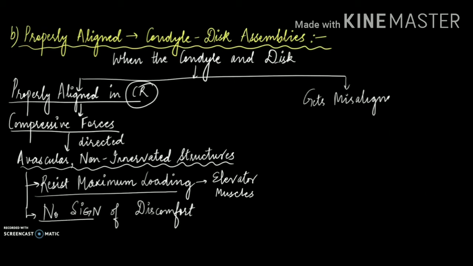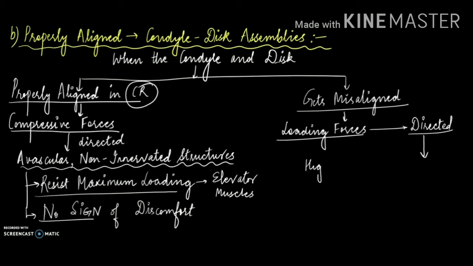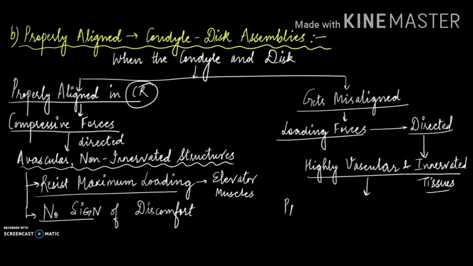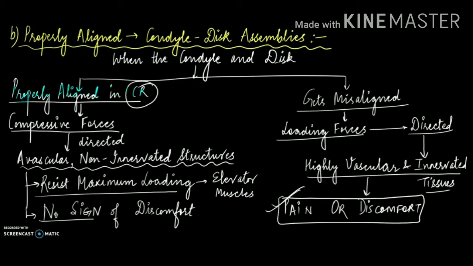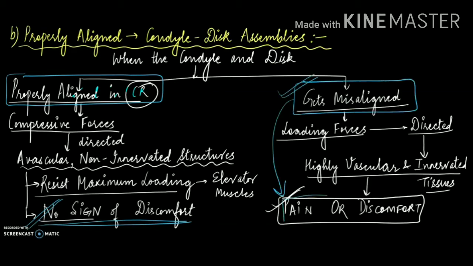On the other hand, if the condyle disc assembly is not properly aligned, that is, if the disc gets misaligned, all the loading forces are directed through highly vascularized and innervated tissues that ultimately respond with pain or discomfort. Therefore, a properly aligned condyle disc assembly will result in no discomfort. However, a poorly aligned condyle disc assembly will result in pain or discomfort.